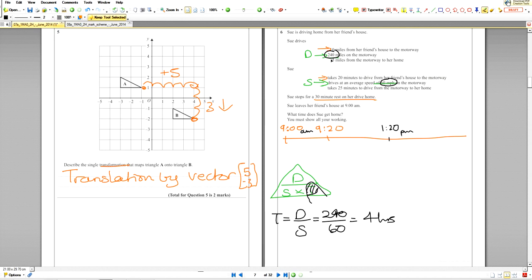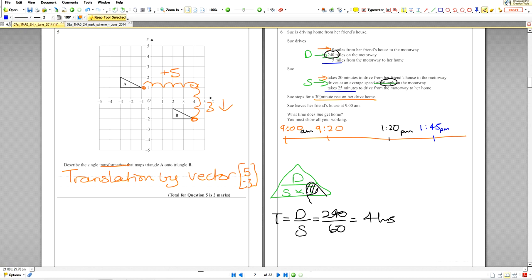Then it says that the next part of the journey is, let's get a different color. You have 5 miles, and it takes 25 minutes. So the time's already been given. So it takes another 25 minutes. So let's put that on. So what's 120 plus 25? 145.